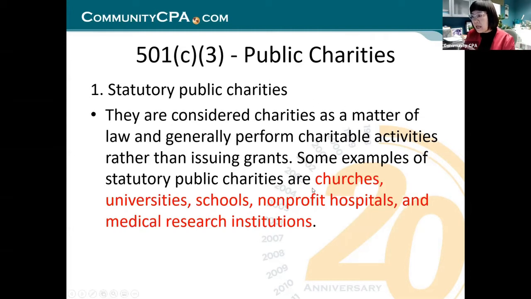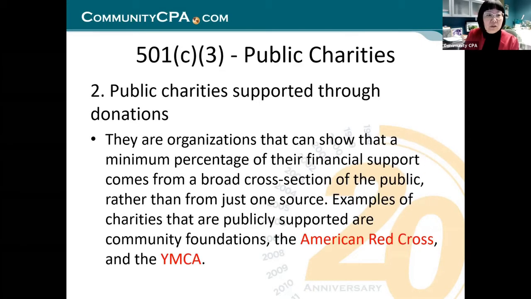Public charities, and the easy ones would be the church, the university, the school, the nonprofit hospitals, and the medical research institutions. These are just examples we give you. And let's look at what these are, really very standard public charities. Then we also have public charities supported through donations, and this is where we have the Red Cross and the YMCA. So they are also 501(c)(3).